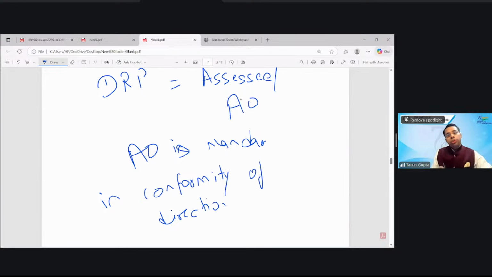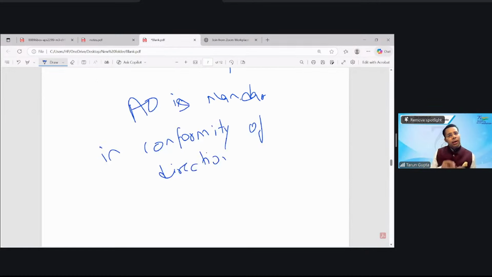Those directions are binding on the AO. The AO cannot deviate. So once the DRP has issued a direction, those directions become binding on the AO and the AO shall finalize the assessment order on the basis of the direction issued by the DRP. Okay. And the assessee can appeal. Now he can appeal against this order. This is an order, not a direction. So now the assessee can appeal against this order. So this is the way the assessee goes in appeal against a DRP direction.